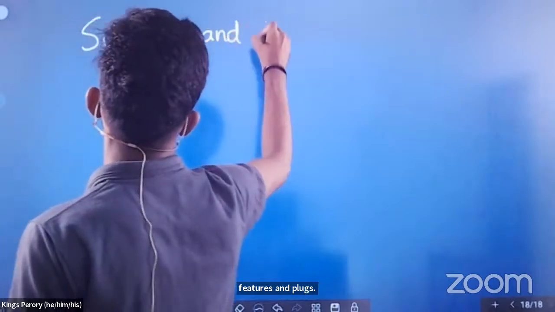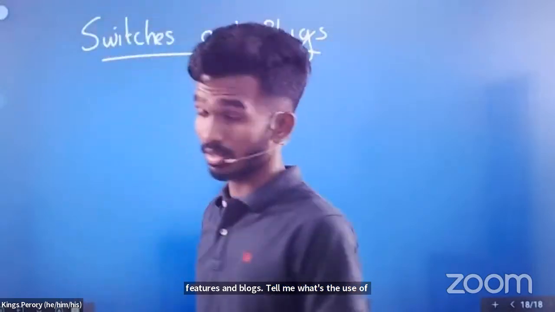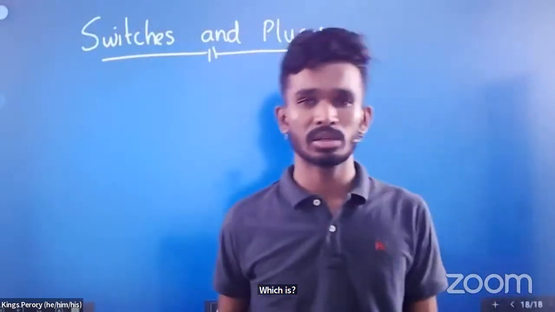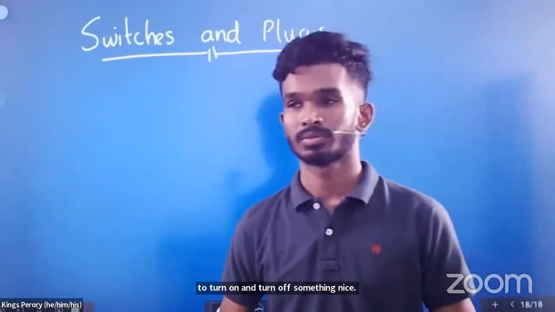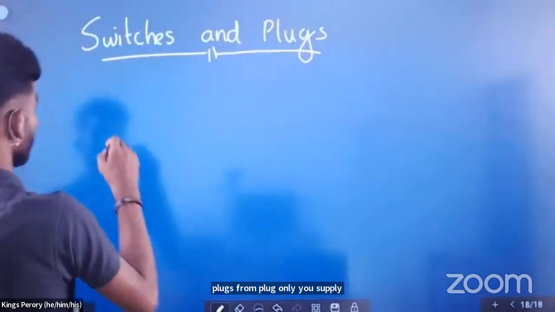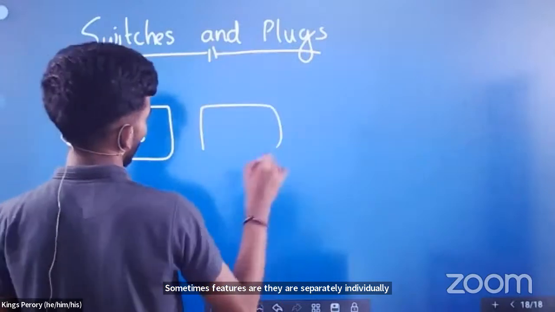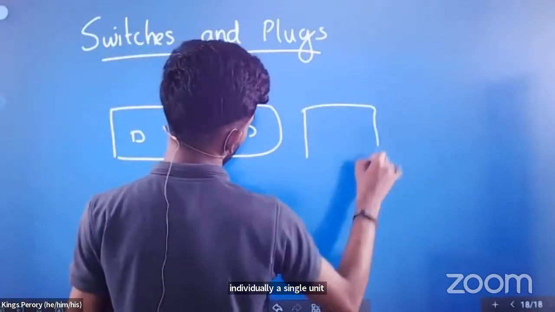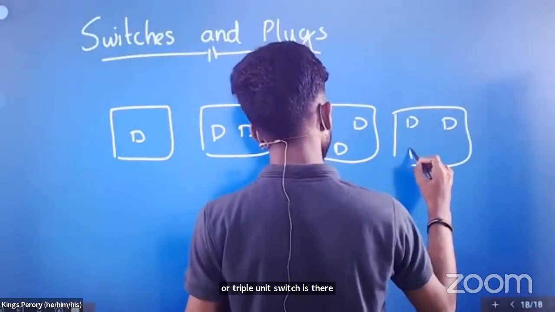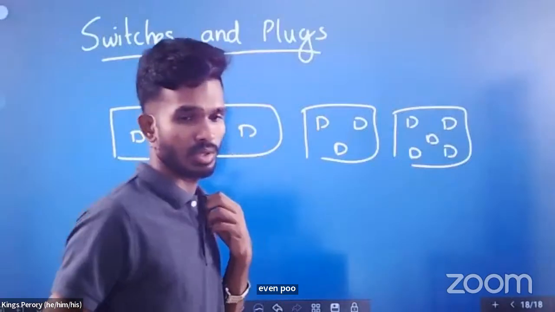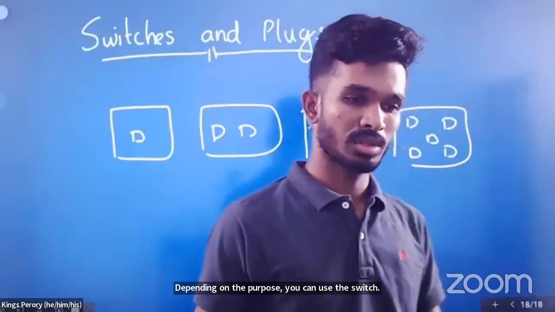Switches and plugs. Tell me, what's the use of switches? Why do you have switches? To turn something on and off. Plugs: from a plug only, you supply current. Switches can be a single unit, or a double unit, or a triple unit switch, even 4, maybe even 5. Depending on the purpose, you can use the switches to turn on and off.